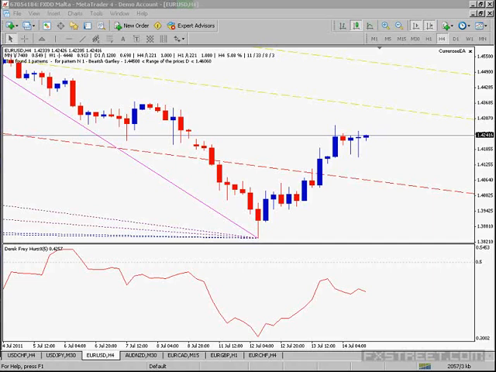So the bottom line is the Hurst is always going to be a number between 0 and 1, or should always be a number between 0 and 1.